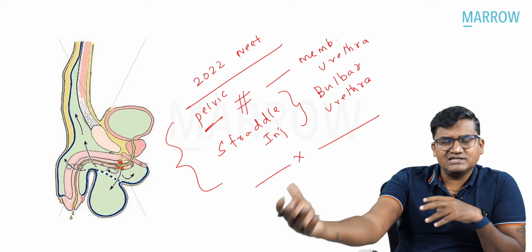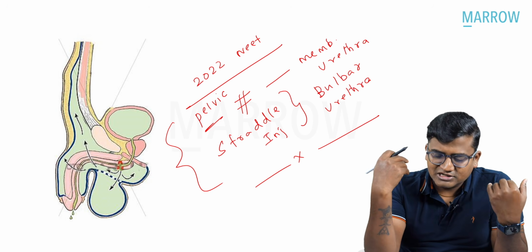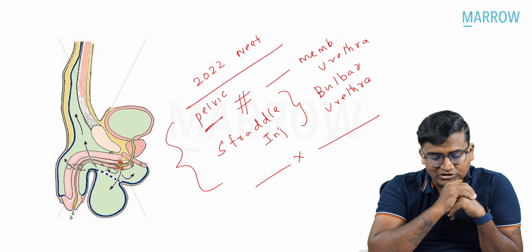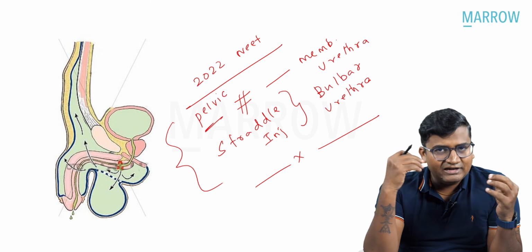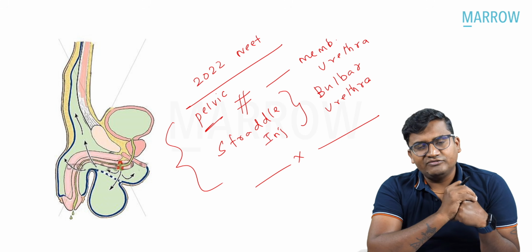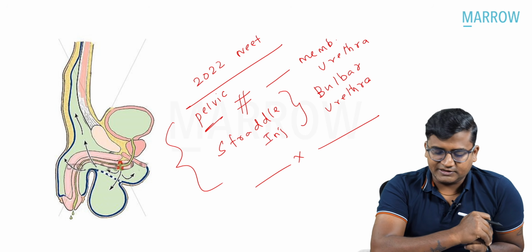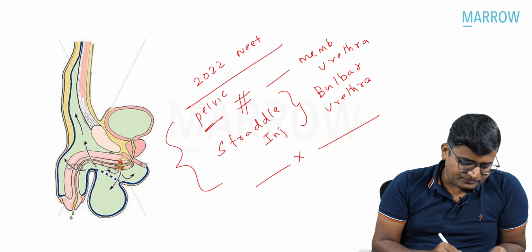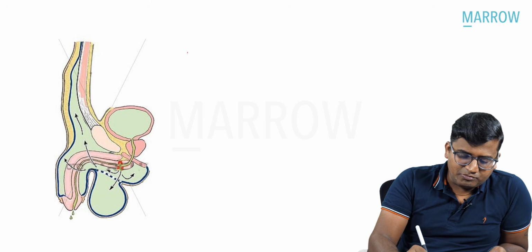Pelvic fracture means what is the structure involved? Our membranous urethra rupture will be there. A very direct question we got in the 2022 NEET exam. Again in the FMG exam we got this question, 2021 FMG, about urethral rupture. Now in the 2022 November INI-CET, again we got the question. Now the question is rupture of bulbar urethra.